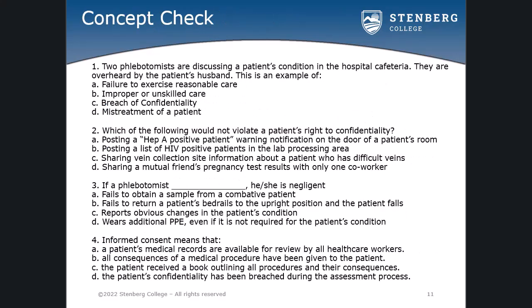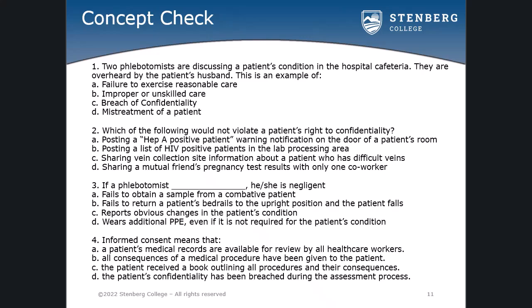Please take some time to review the following concept questions. Question 1. Two phlebotomists are discussing a patient's condition in the hospital cafeteria. They're overheard by the patient's husband. This is an example of A. Failure to exercise reasonable care. B. Improper or unskilled care. C. Breach of confidentiality. Or D. Mistreatment of a patient.